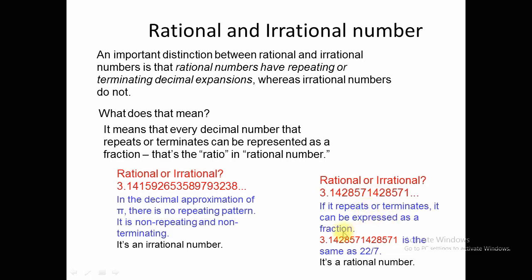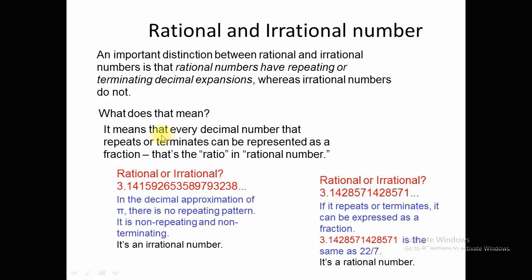So it can be expressed as a fraction. Since these digits 142857 are repeated, we can write this number as 1.42857 bar. Bar means that these digits are repeated. So this number can be written as 22/7, which is the fraction form of this number. So any number that has a repeating or terminating decimal expansion is rational, whereas an irrational number does not.